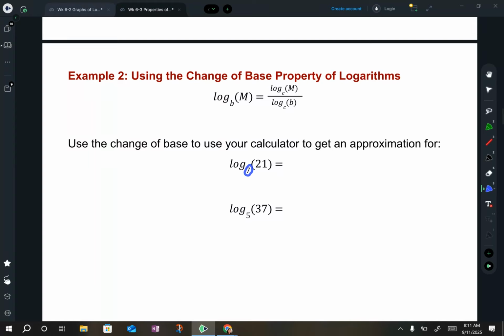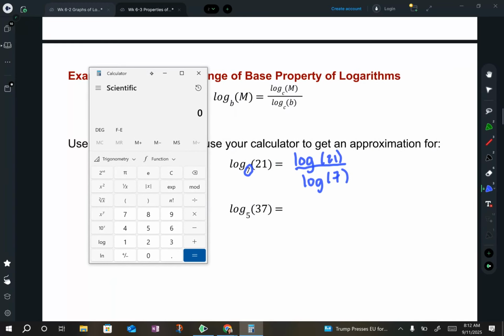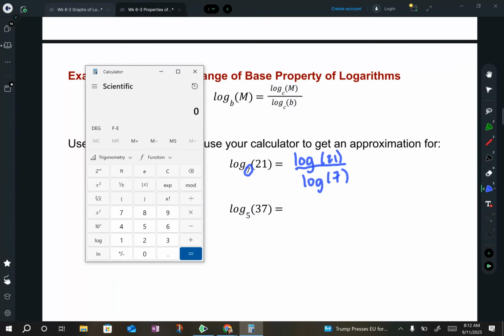So if I'm applying the formula, b is 7 and m is 21. So I'm going to switch to log base 10. So this would be log of 21 over log of 7. And so if I pull my calculator up here, which I don't have handy, but I can open real quick, and I want to know what log of 21 over log of 7 is, I can do 21 log, and I get 1.32 approximately.